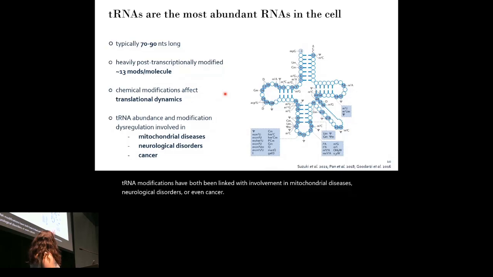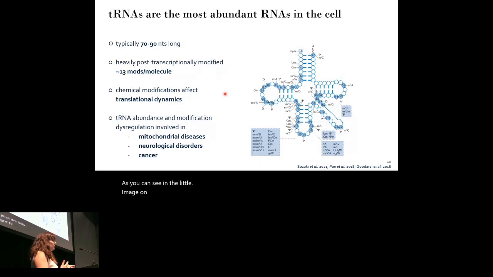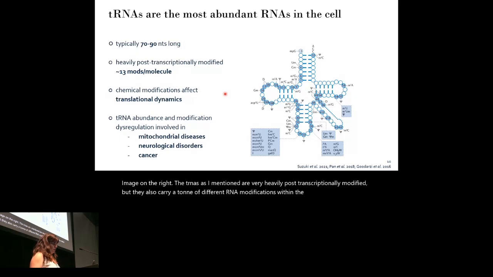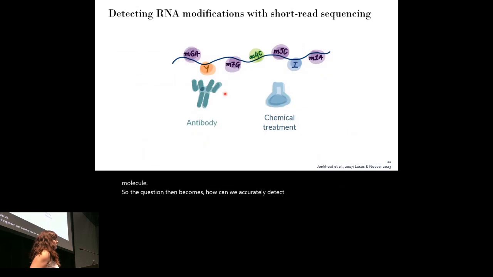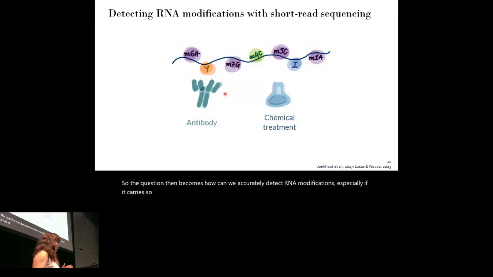Now, as you can see in the little image on the right, the tRNAs, as I mentioned, are very heavily post-transcriptionally modified, but they also carry a ton of different RNA modifications within the same molecule. So the question then becomes, how can we accurately detect RNA modifications, especially if it carries so many same, or different RNA modifications in the same molecule?